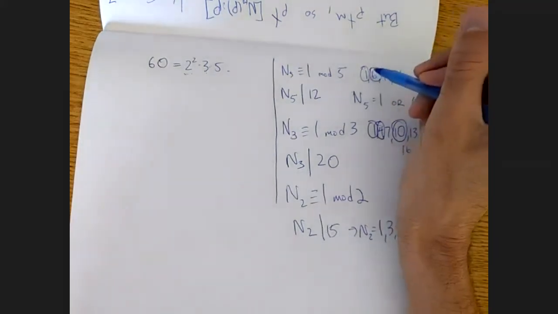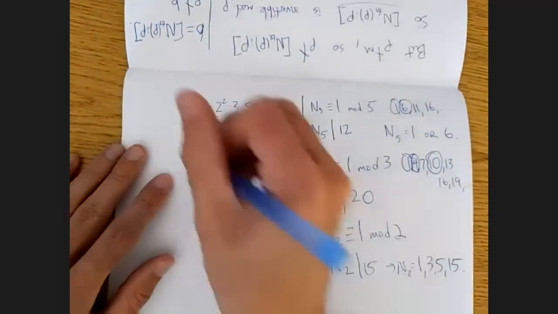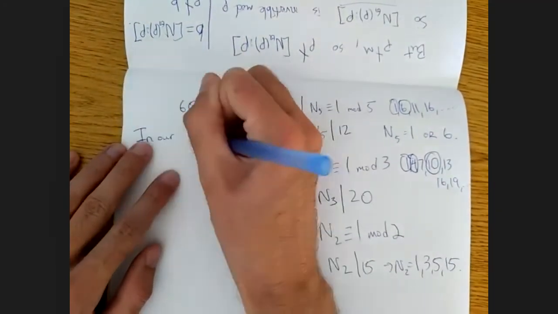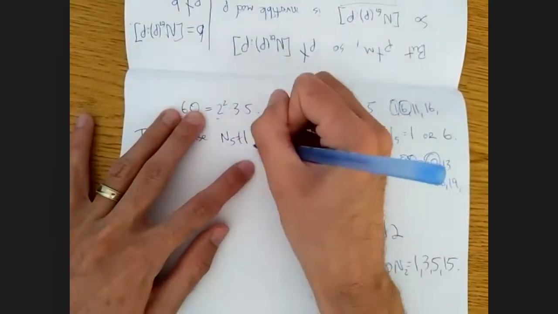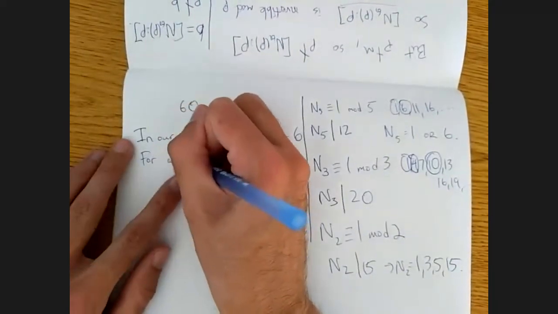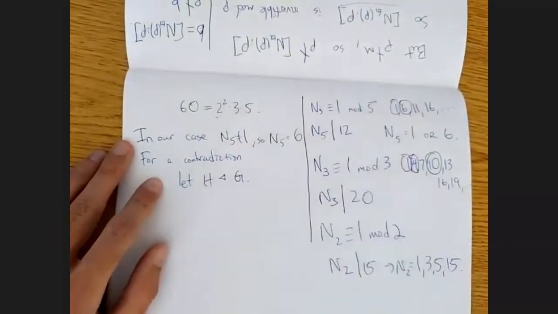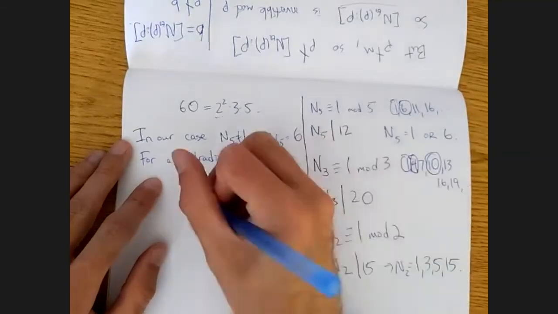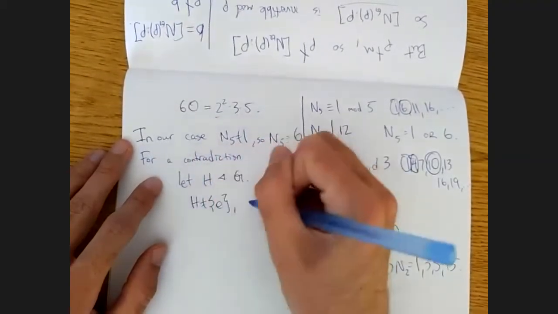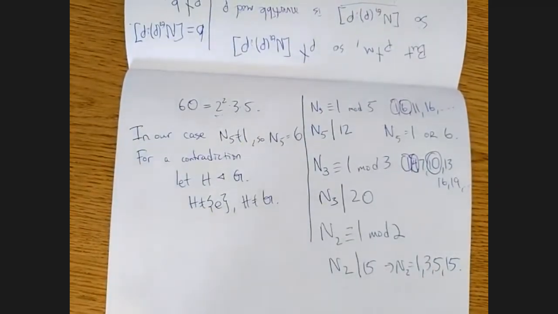In this example, we're assuming that N5 is not 1, so N5 equals 6 by hypothesis. For a contradiction, we want to show that there are no normal subgroups. Let H be a normal subgroup of G, and the contradiction part is assuming that H is not equal to the trivial subgroup and H is not equal to G. We're trying to show H doesn't exist. So what do we do?